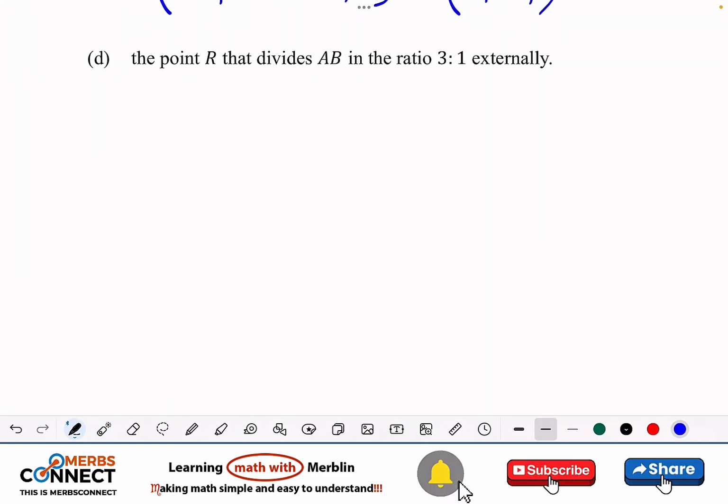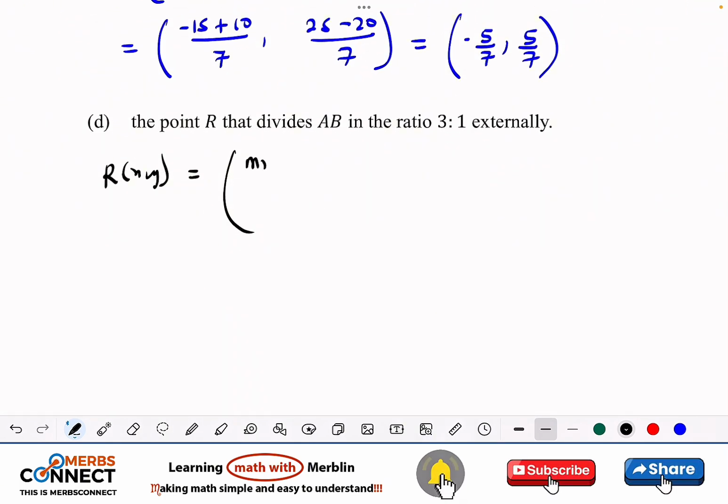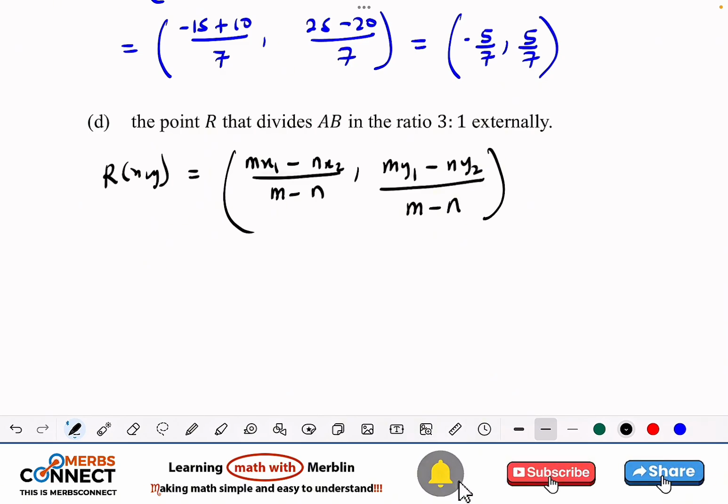So now we know that this is r of x, y, and this is going to give us something like m x1 minus n x2 divided by m minus n, right? And then m y1 minus n y2 divided by m minus n. So this is the formula for finding the external division. Now remember, this one, always our n comes first. n is to m. So the ratio there is 3:1.